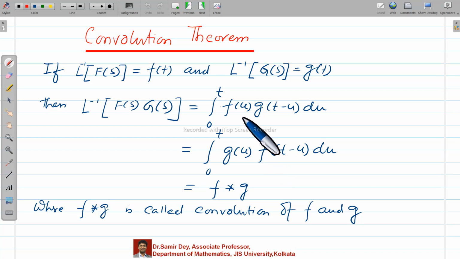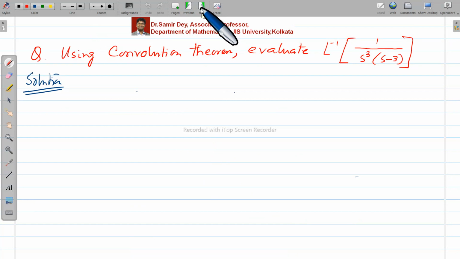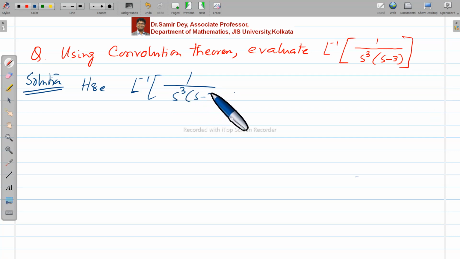It's totally up to you. According to the question, you may consider f as the first function or g as the second function, according to your suitability. Anyone you may consider. Now try to understand one question. So listen carefully, this is your question: 1 by s cube (s minus 3).